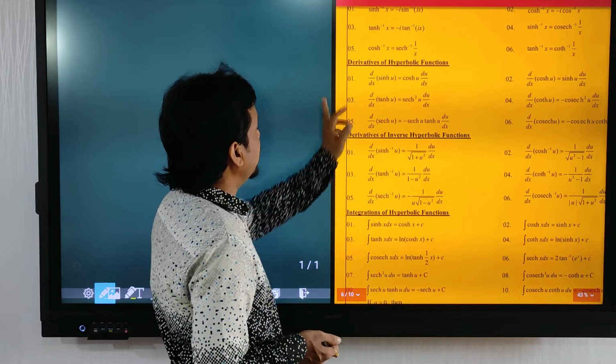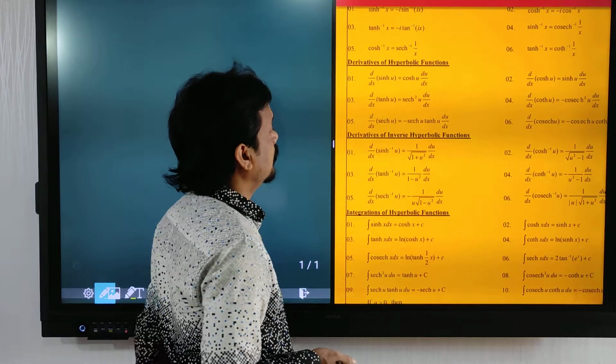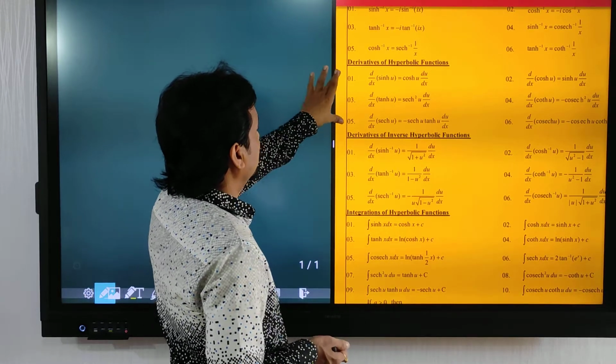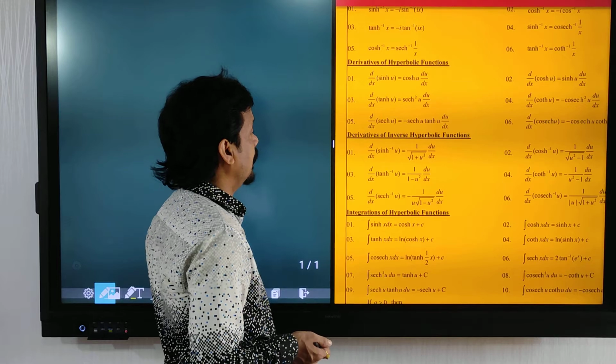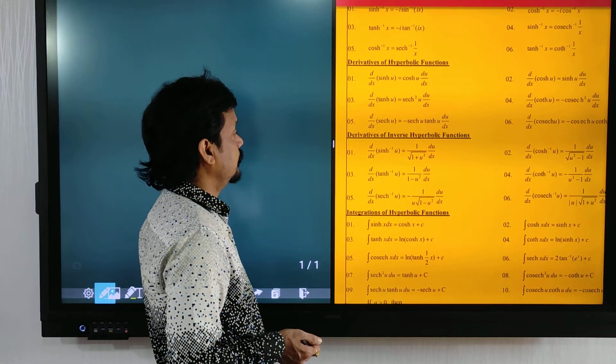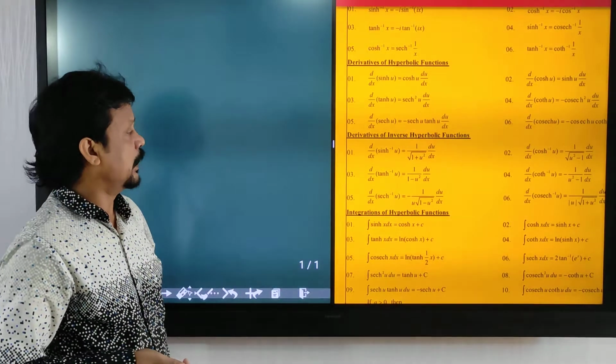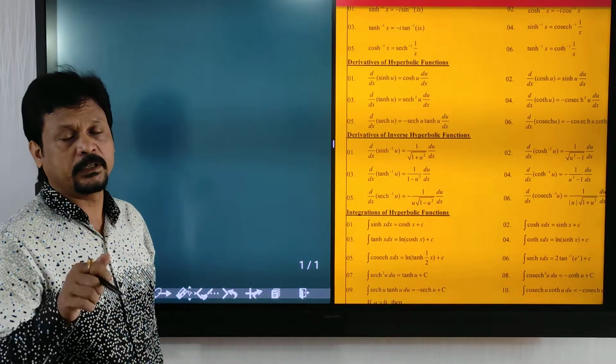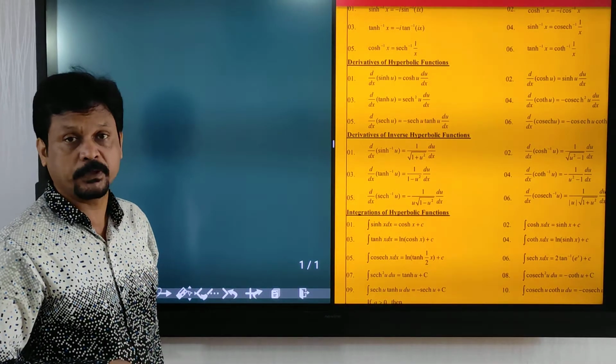So these 6 formulas you should do, and in my next video I will tell you how to integrate and how to solve problems based on hyperbolic functions.